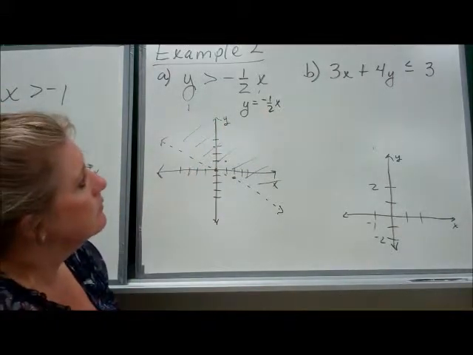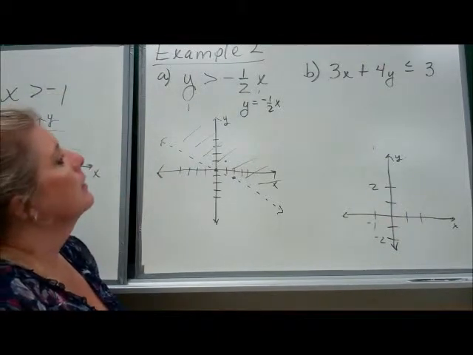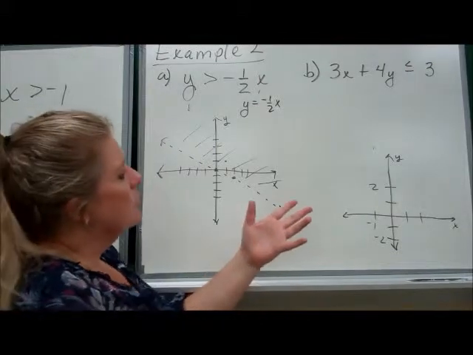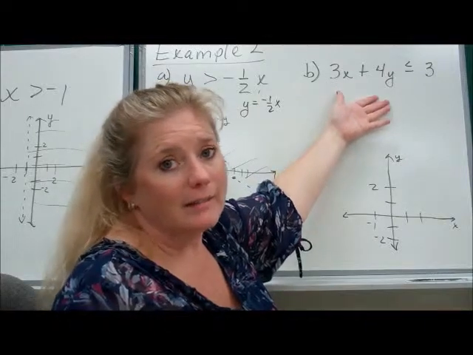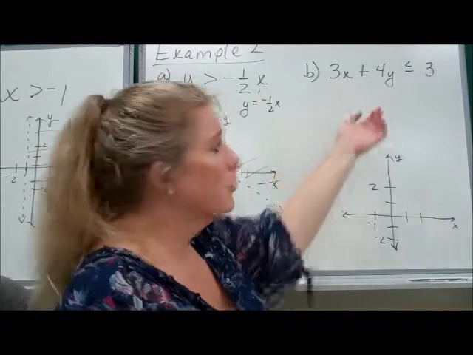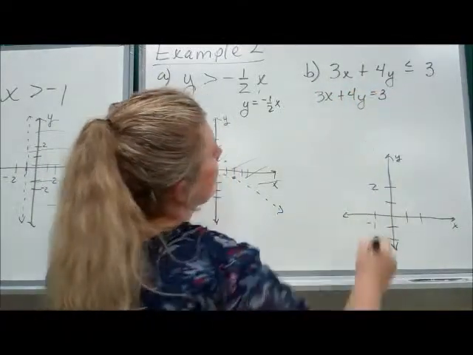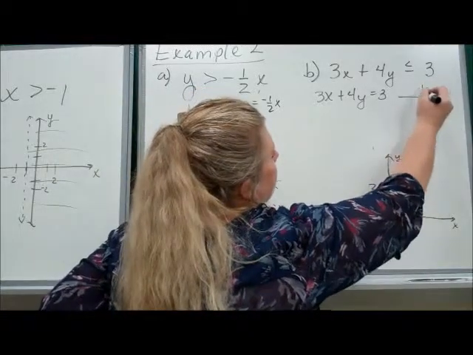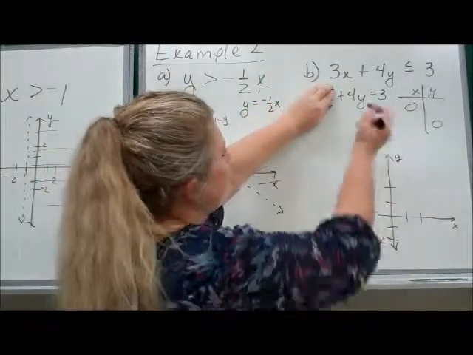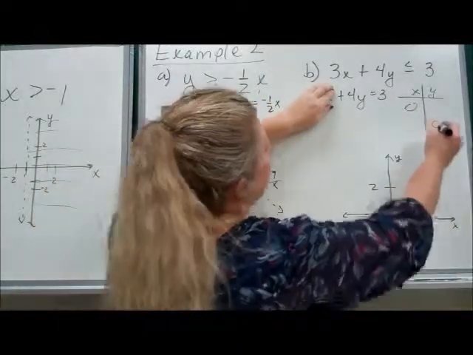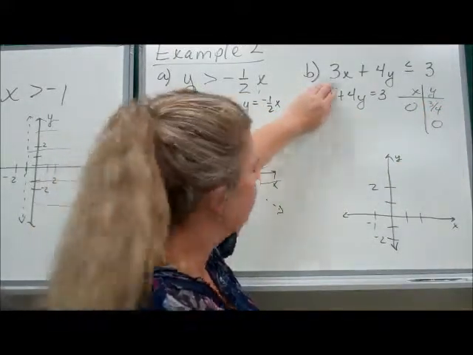3x plus 4y is less than or equal to 3. In this case, I would use the intercepts to graph. I'm given the equation in standard form. My boundary line is 3x plus 4y equals 3. So I'm going to use the intercepts. If I plug in 0 for x, 4y equals 3. Divide by 4. Y is 3/4. Yeah, I got to estimate a little bit, but that's okay. We can do that.